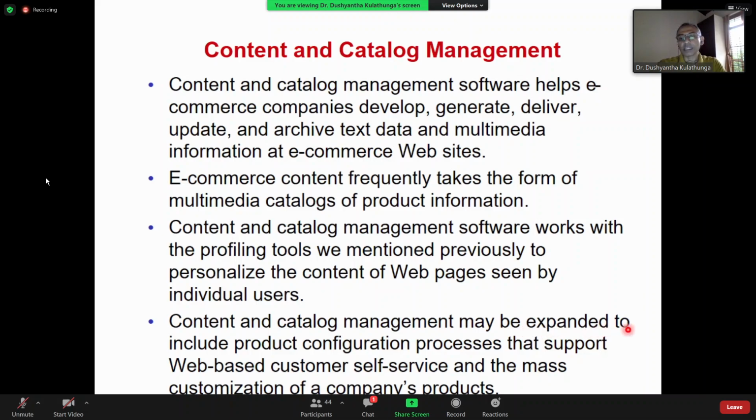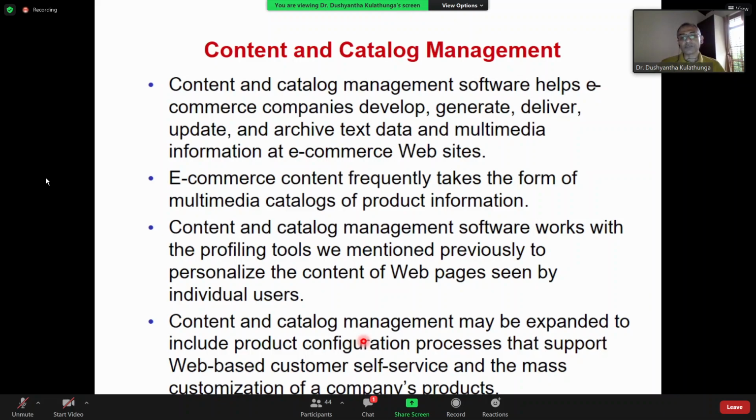Content and catalog management may be expanded to include product configuration processes that support web-based customer self-service and the mass customization of companies' products. Now, this content and catalog management software will be relevant when it comes to the product configuration process, or customizing a particular product. So again, when you customize a product, the content becomes relevant.